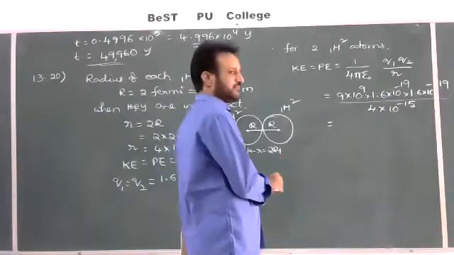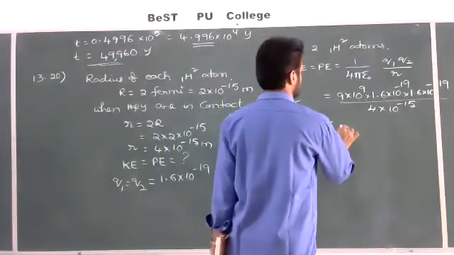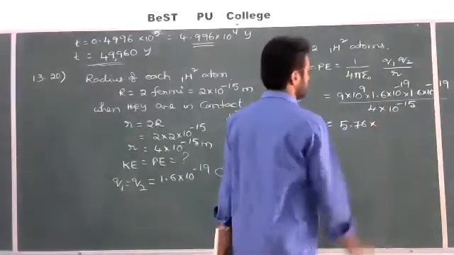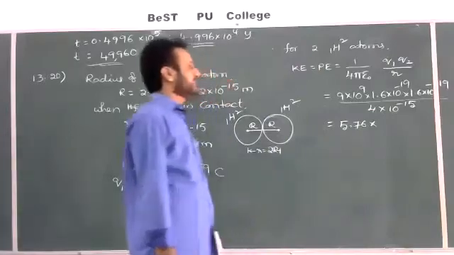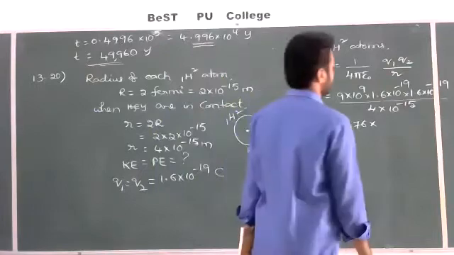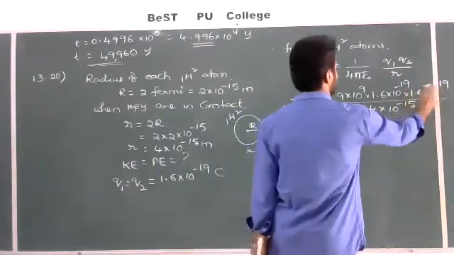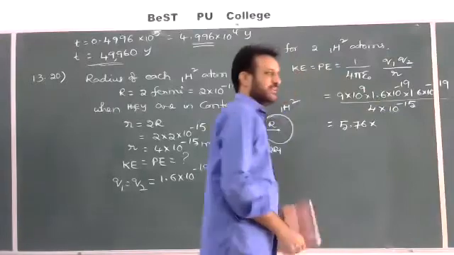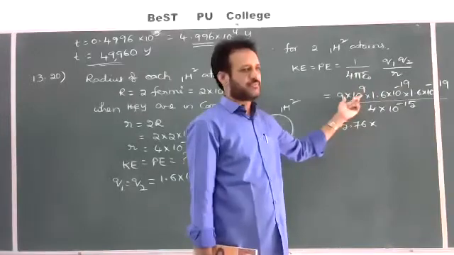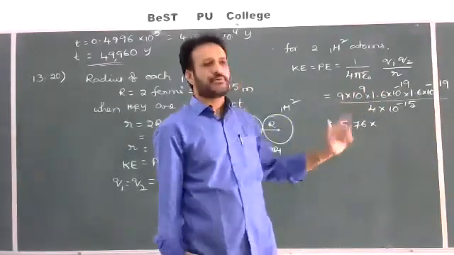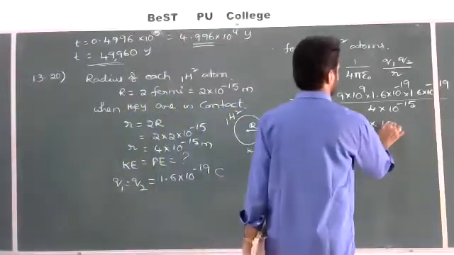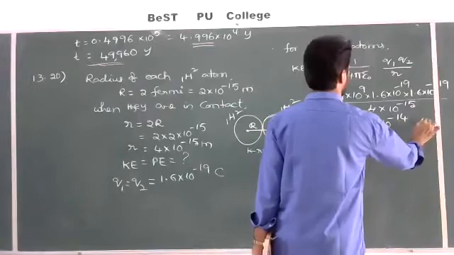Total, or numerator? 5.76. Correct? 9 into 1.6 into 1.6 divided by 4 into 10 power minus 15. 5.76 into 10 power minus 19 minus 19, minus 38. Minus 15 we may take to the numerator, that is 15 plus 9, 24. Minus 38 plus 24, that is 10 power minus 14. That is in joule.